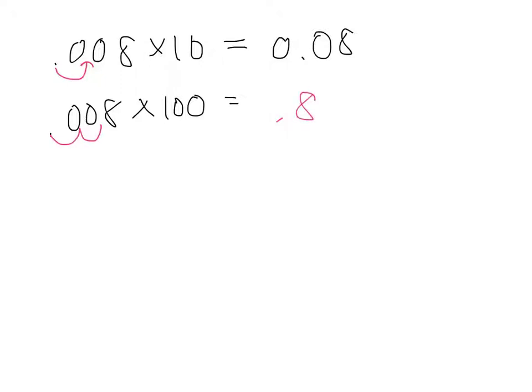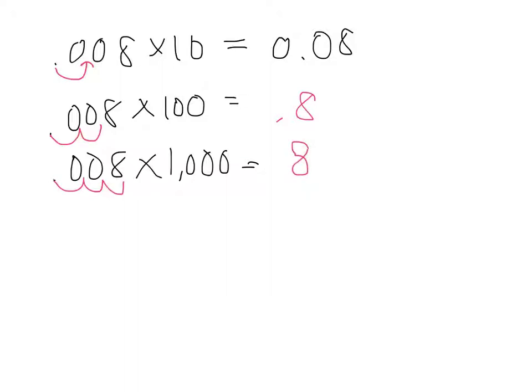And then I have 0.008 times 1,000, which would equal 8, because I'm moving 1, 2, 3. The whole number? Yep, the whole number 8. So do you guys see what happens? Each time you multiply by 10, you're just moving it over a decimal place, okay? 10's the easiest one. So it's just do each time, depending on what power of 10 you're multiplying by.